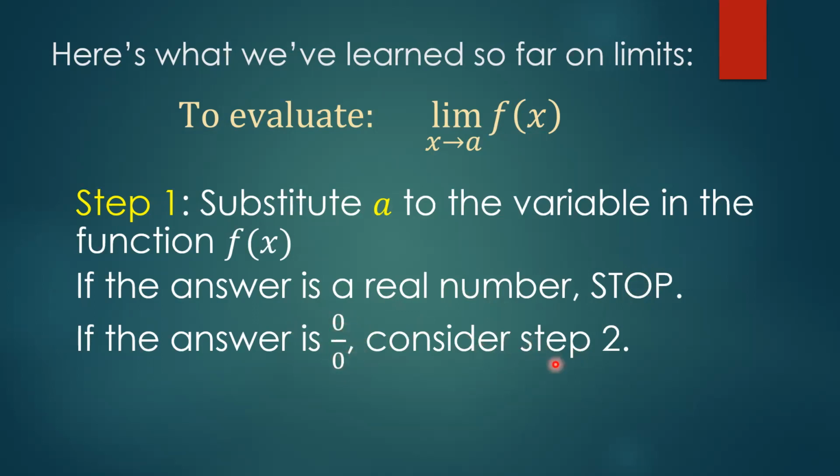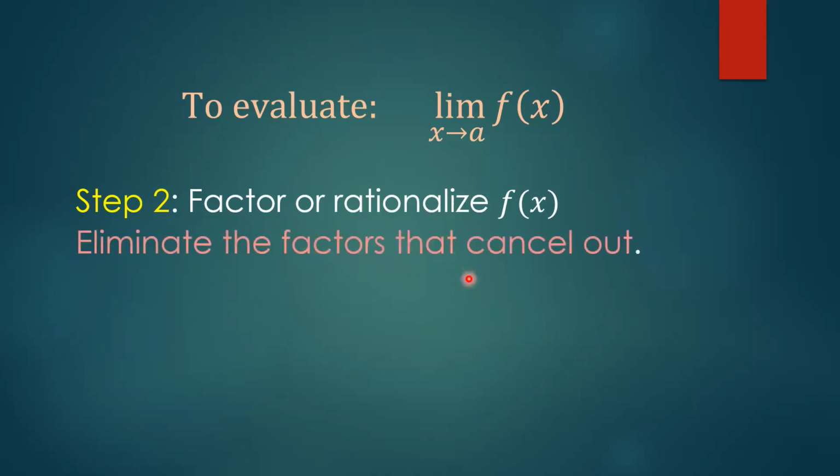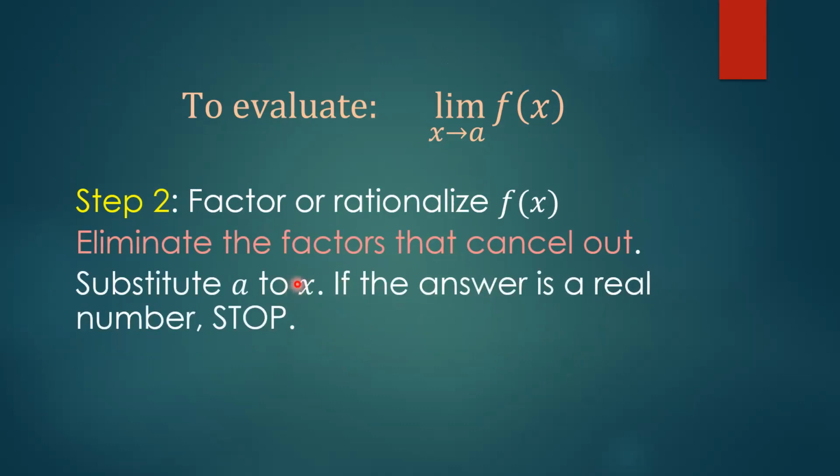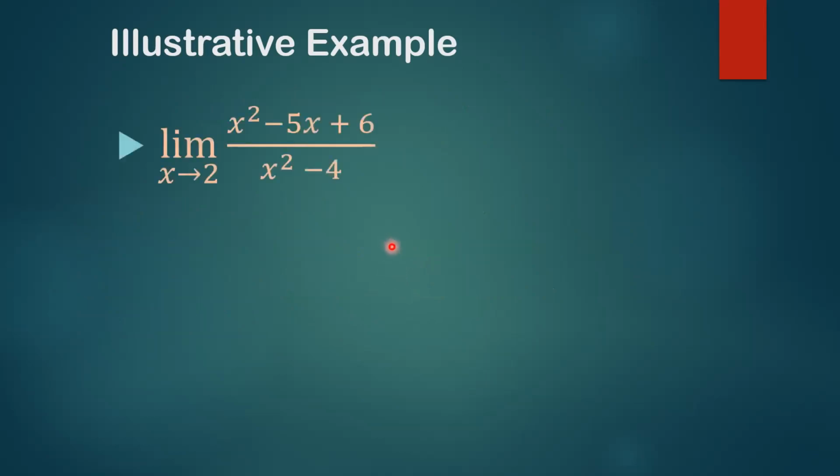indeterminate, no? We consider step 2. So pag nag-step 2 tayo, we either factor or rationalize, no? Sa step 1, substitution pa lang, no? So we eliminate the factors that cancel out and then substitute a to our x. Balik ulit tayo sa pag-substitute to sa variable. Yan. Commonly, it's x pero hindi po parating x yun. No? Minsan y, minsan t, minsan r. Yan. So it can be any other variable. If the answer is a real number, we stop. Otherwise, may gagawin pa tayo. Okay? Let's consider this illustrative example.